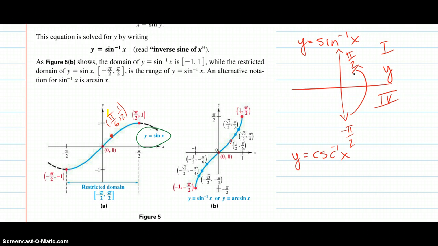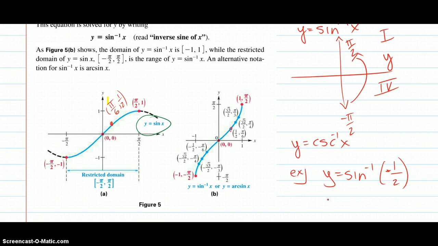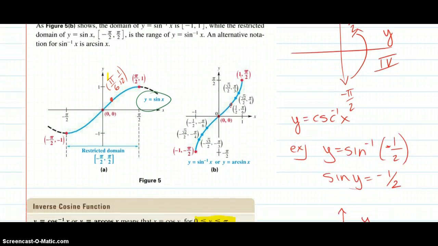So for instance, let's just do an example of this so you can just see it. If I take y equals sine inverse of -1/2, well, what would that mean? Let's scroll down a little bit. That would mean sine of what angle equals -1/2. Now, there's more than one answer, but because we had this inverse, we know that we're restricting it.